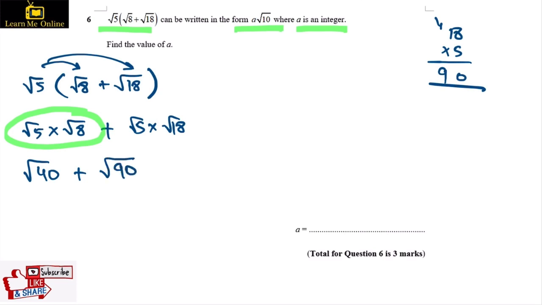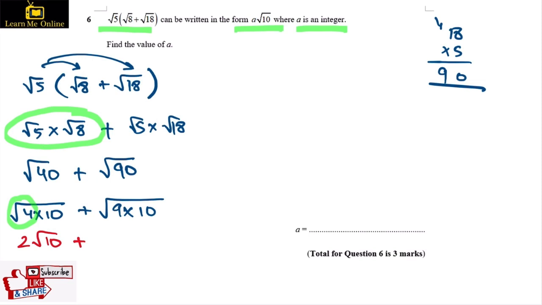Now we simplify the square roots. We try to split them into square numbers. So 4 times 10 is 40, and 9 times 10 is 90. Because we know 4 is a square number, its root can be written as 2, so we have 2 root 10. The other one is 9, a square number, whose root is 3, so it would be 3 root 10.